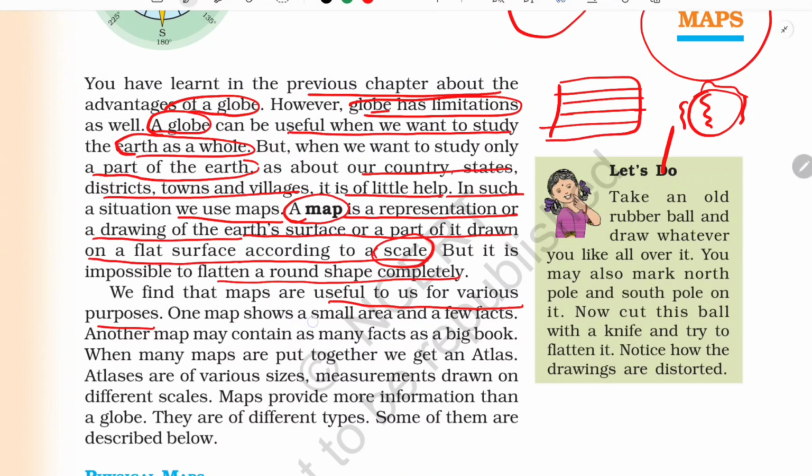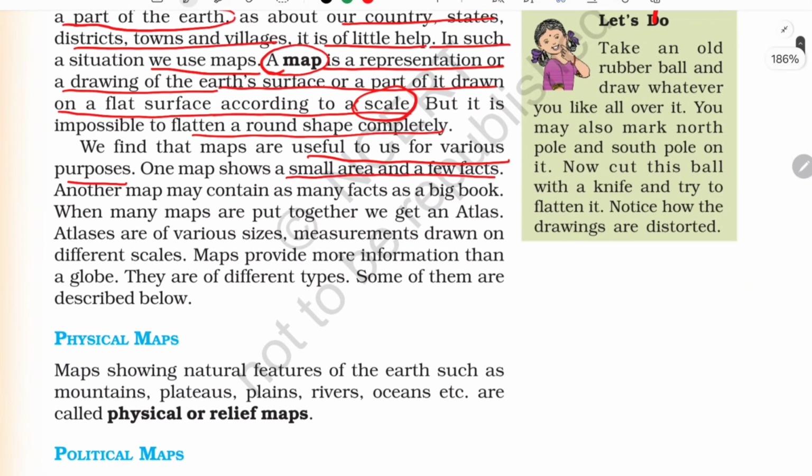And one map shows a small area and a few facts. So in every map you will see a small area has been shown and some few facts are given. So about that you will see in different types of maps. And another map may contain as many facts as a big book. See, there are different types of maps, isn't it?